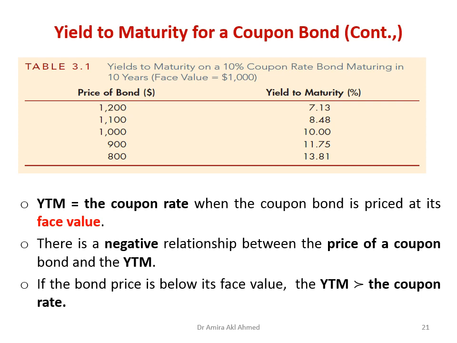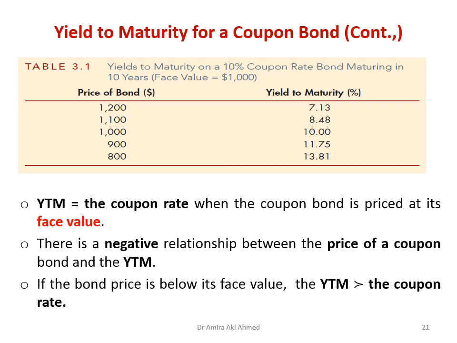Table 3.1 provides some interesting facts concerning the yields to maturity computed for several bond prices. It displays the yields to maturity on a 10% coupon rate bond that matures in 10 years with a face value of $1,000. First, the yield to maturity equals the coupon rate when the coupon bond is priced at its face value. In other words, the yield to maturity equals 10%, which is the same as the coupon rate, when the price of the bond is $1,000, that is the face value.